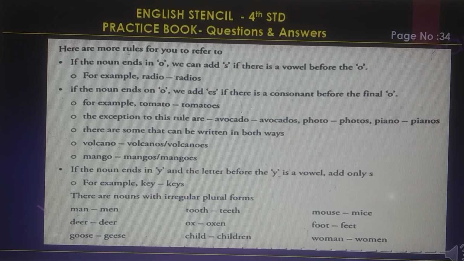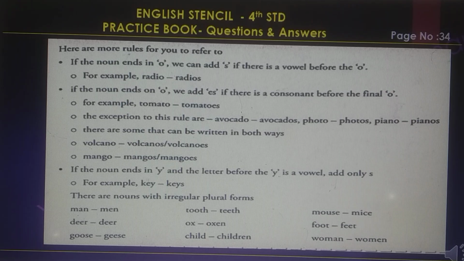If a noun ends with O, we add s if there is a vowel before the O. For example, radio, radios. If the noun ends in O, we add es if there is a consonant before the final O. For example, tomato, tomatoes. The exceptions to these rules are avocado, avocados, photo, photos, piano, pianos. There are some others that can be written both ways: volcano, volcanoes, mango, mangoes.